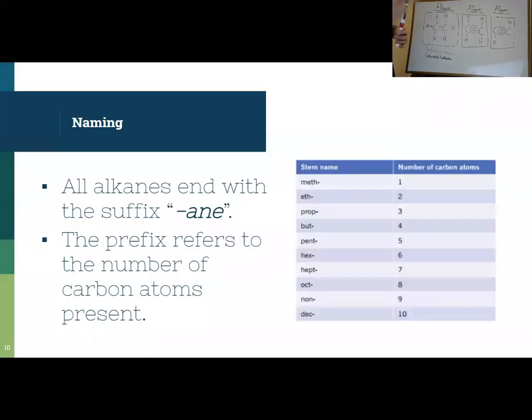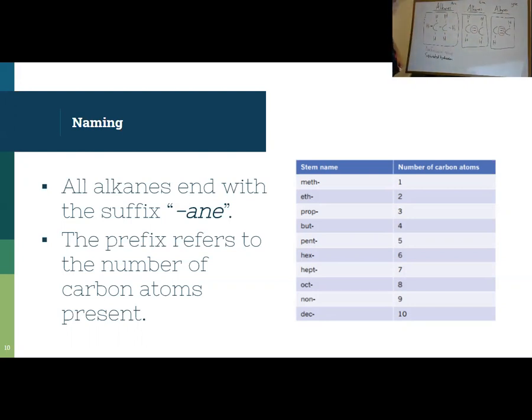Just trying to move through this quickly. So we need to name these. I'll share the naming convention. It's not hugely difficult, but the alkanes end with ane. The alkenes end with ene. The alkynes end in yne.